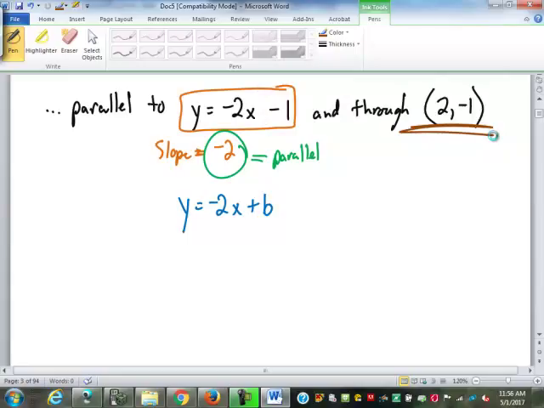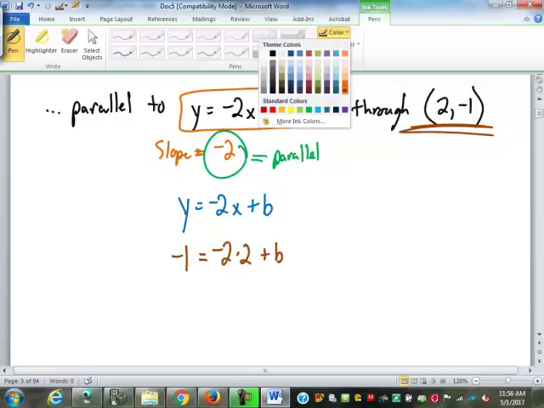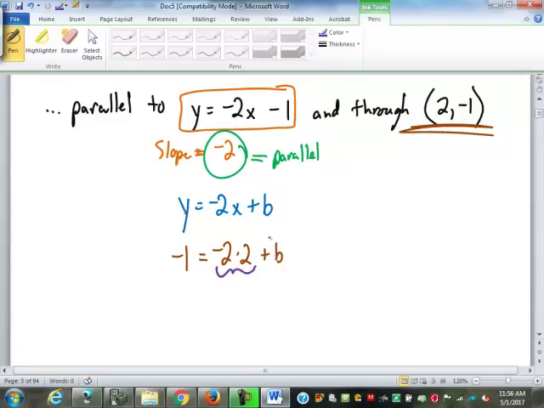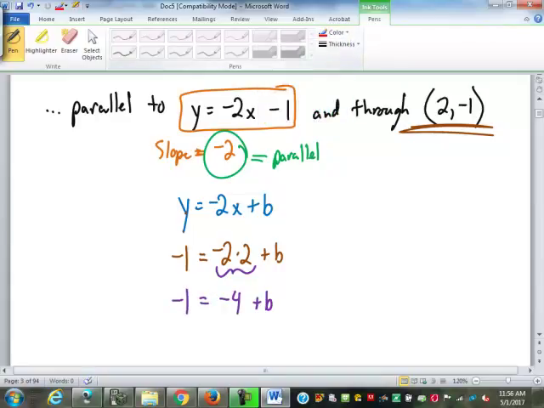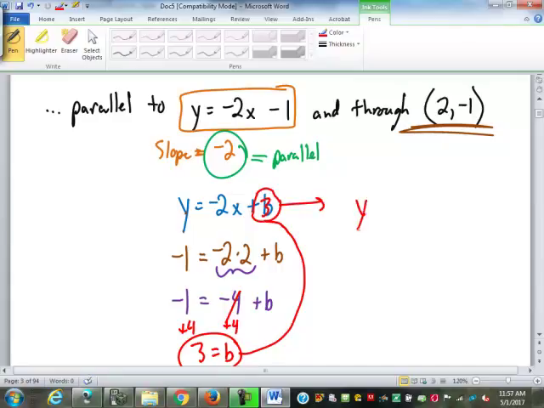We use our through point. So y would be the negative 1. x would be the positive 2, plus b. Negative 2 times 2 is a negative 4. To solve for b, we're going to just add the 4. It's minus 4, so we're going to add 4. So we get that 3 equals b. So again, we come up here to this generic equation we started. We replace b there with 3. So that gives us not just y equals negative 2x plus b, but y equals negative 2x plus 3.